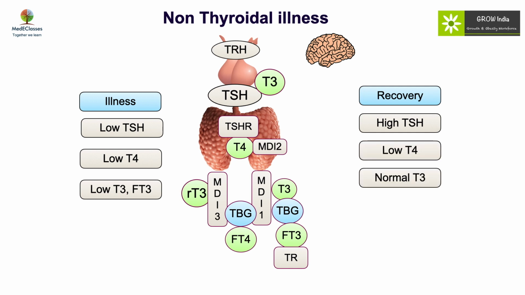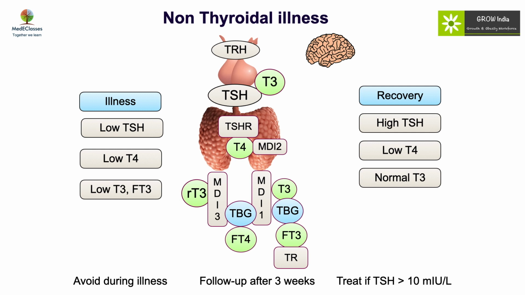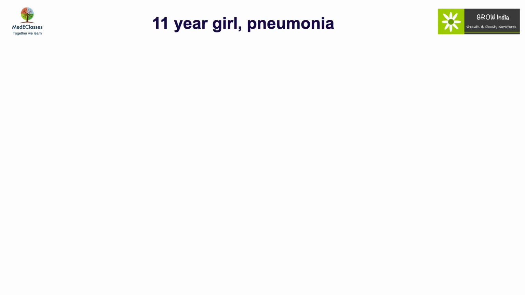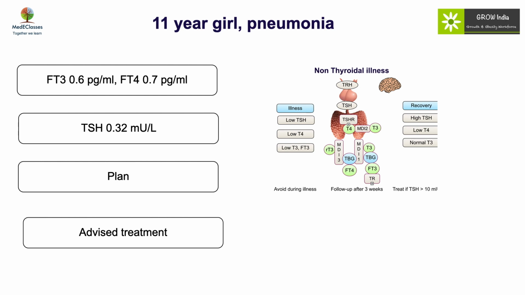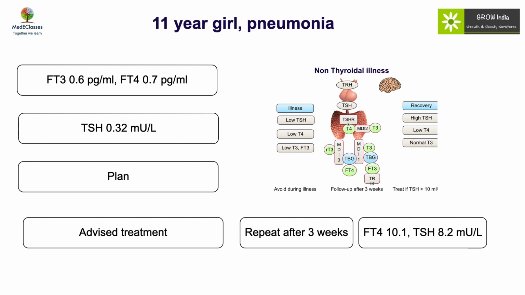So in illness, it may be suspicious of central hypothyroidism. With recovery, you will have a picture suggestive of compensated hypothyroidism. So thyroid functions should be avoided during illnesses and followed up after 3 weeks. And if the TSH is more than 10, better treat. An 11-year-old girl with pneumonia has low FT3, low FT4, low TSH. Is there really a need for treatment? No, this is a typical non-thyroidal illness. Once you repeat, you will see the picture of evolving hypothyroidism, which will again improve over time.